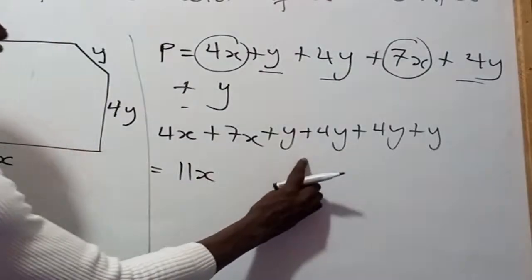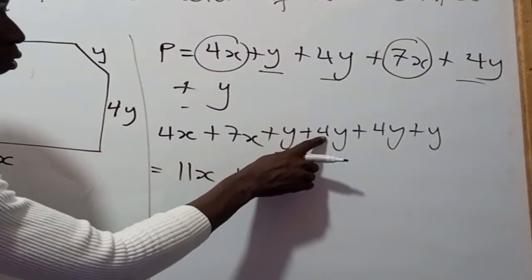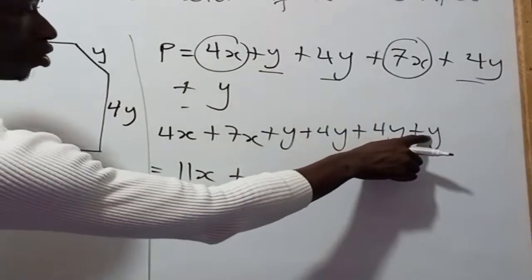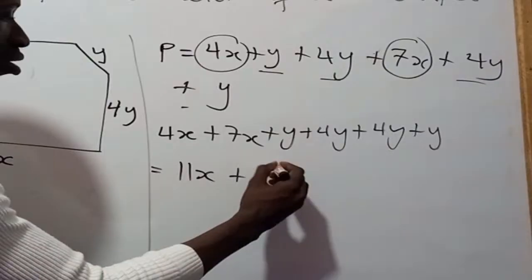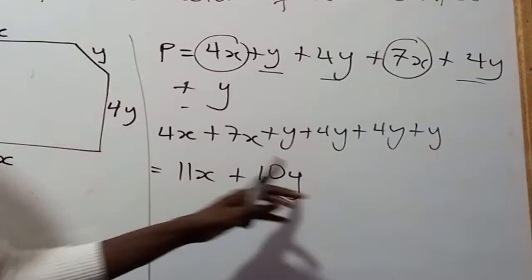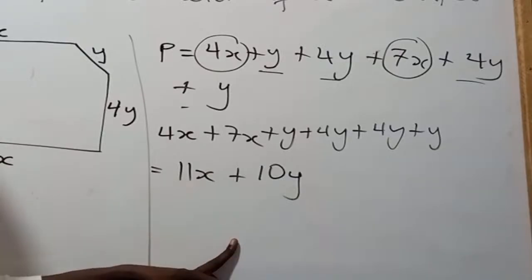See the y, they are all the same. So I can put them also together. Plus the 1 plus 4, 5 plus 4, 9 plus 1, 10. So I have 10y. Good. Now you see 11x plus 10y. 11x plus 10y is not 21x. Neither is it 21y. Neither is it 21xy.